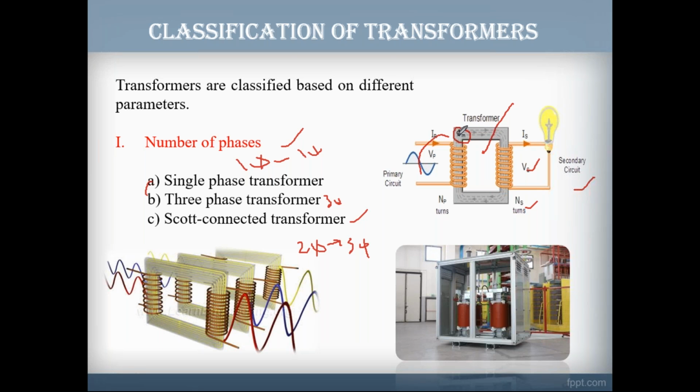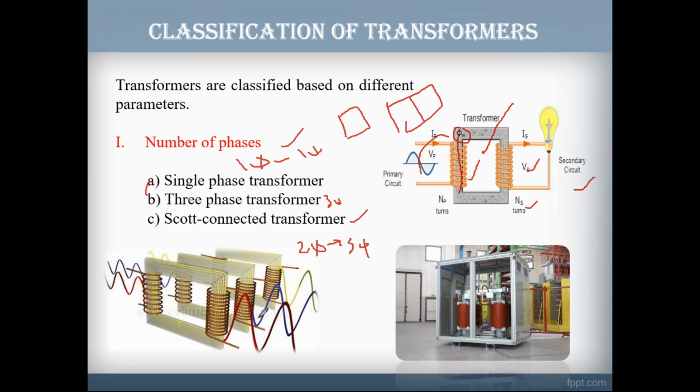Now what type of construction does it have? Core type or shell type? Each construction is core type or shell type. What type of construction does it have? Core type or shell type? Right, core type. So core type means it should be like this, just one single window. Shell type means two windows. So this is the representation of shell type.